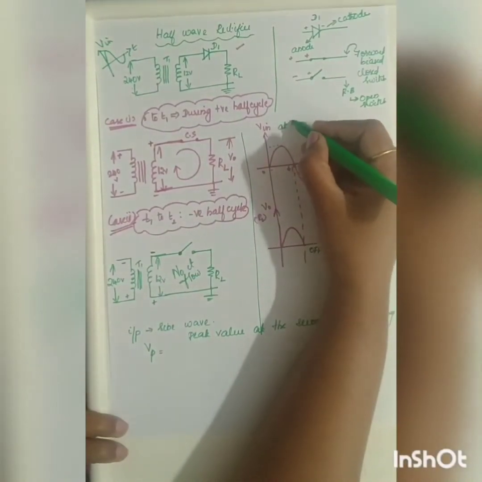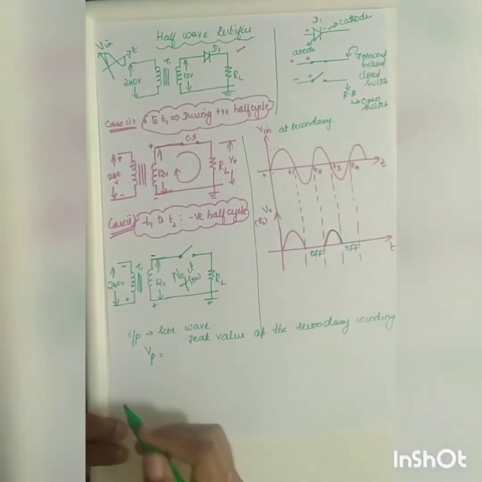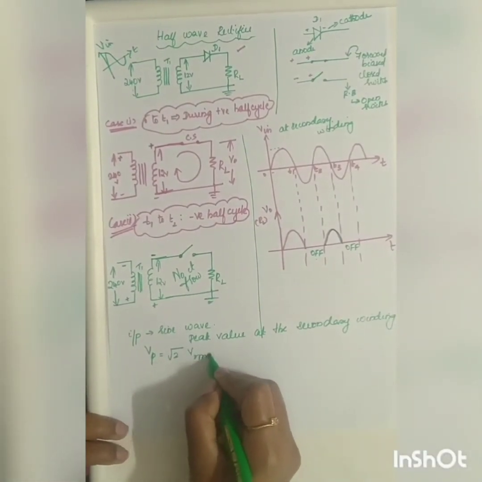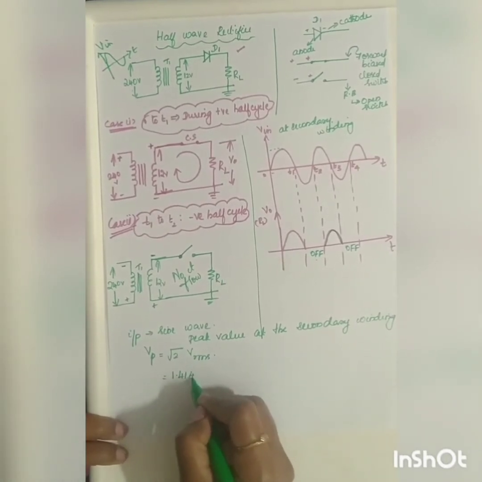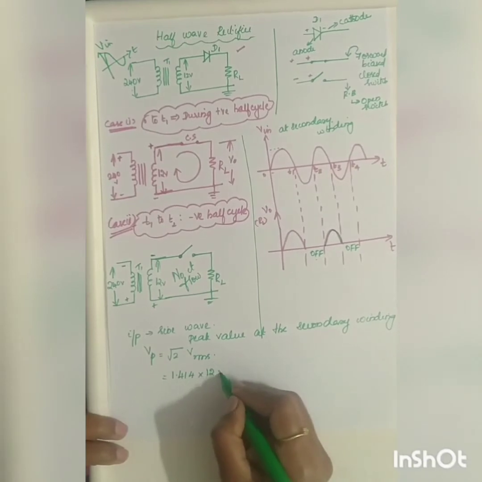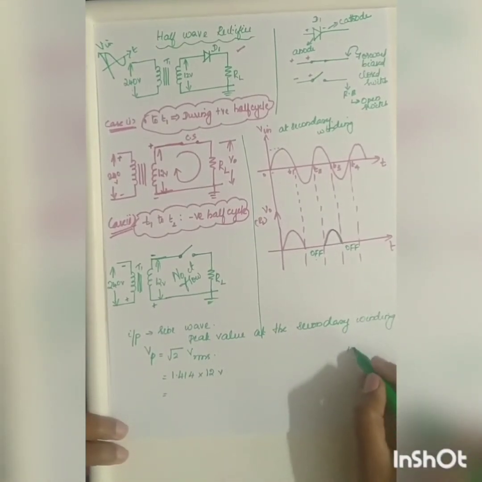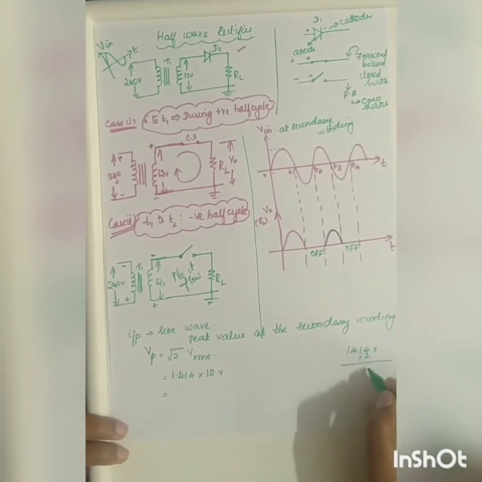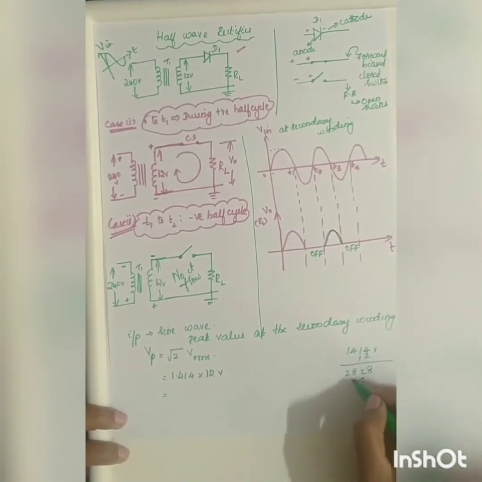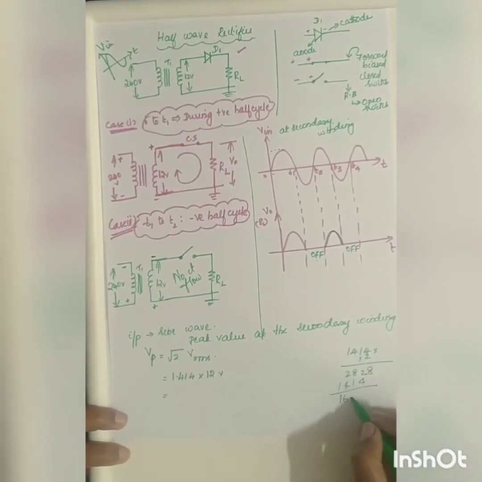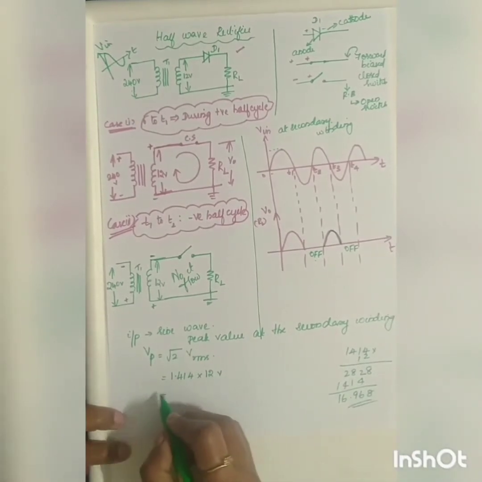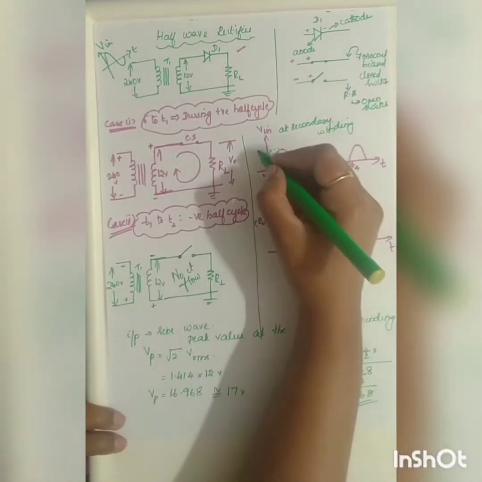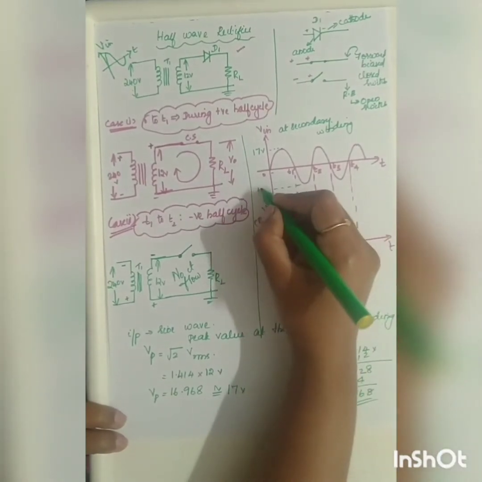So V in at the secondary winding is given by the formula Vp equals root 2 into V RMS. Root 2 is 1.414, and V RMS is nothing but your root mean square value, which is equal to 12 volt. Now 1.414 into 12, what will you be getting? You will be getting 16.968, so approximately Vp will be equal to 16.968. I can approximate it to 17 volt. So here the peak value will be equal to 17 volt.